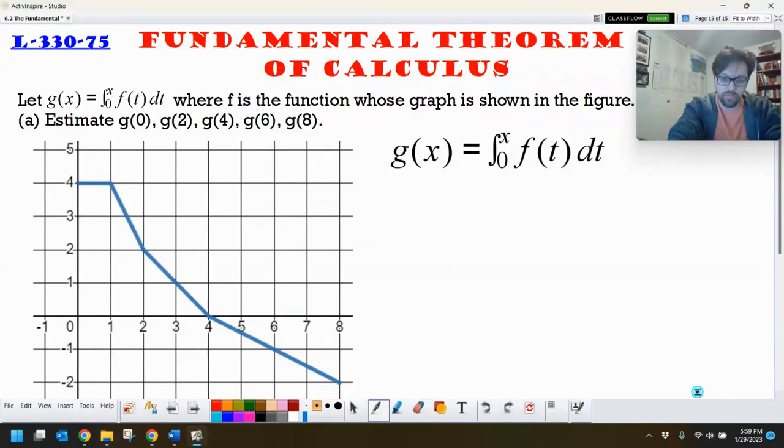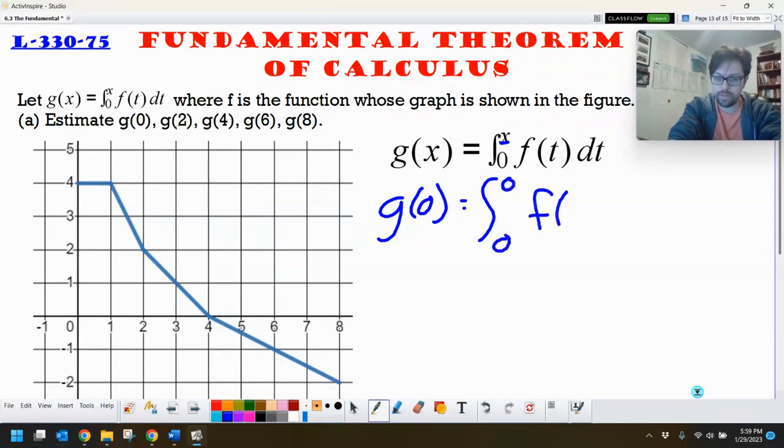Well, just like a regular function, if I was asked to find g of 0, that means replace this x with a 0. So this would be the antiderivative from 0 to 0 of f of t. I'm going to keep that as a t because right here that is x, not t. So just leave it like that. Now, what is the antiderivative from 0 to 0? That is the area underneath the curve of a line. Well, a line has no area, so this thing is going to equal just 0.